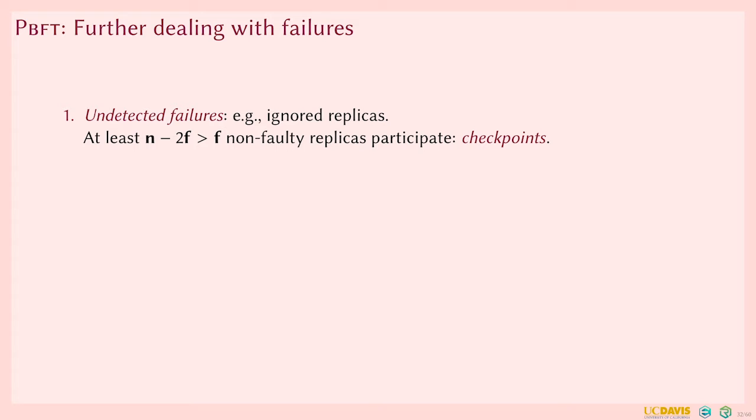Of course, it's not the whole story, because that's only how we deal with detected failures. We also need to deal with undetected failures. So if a primary only ignores a few replicas, then we can't detect that failure. But luckily in that case, we always have sufficient replicas to allow these in-the-dark replicas to recover the state via a checkpoint protocol. And we can do these checkpoints even without the intervention of the primary, so we can recover from that.